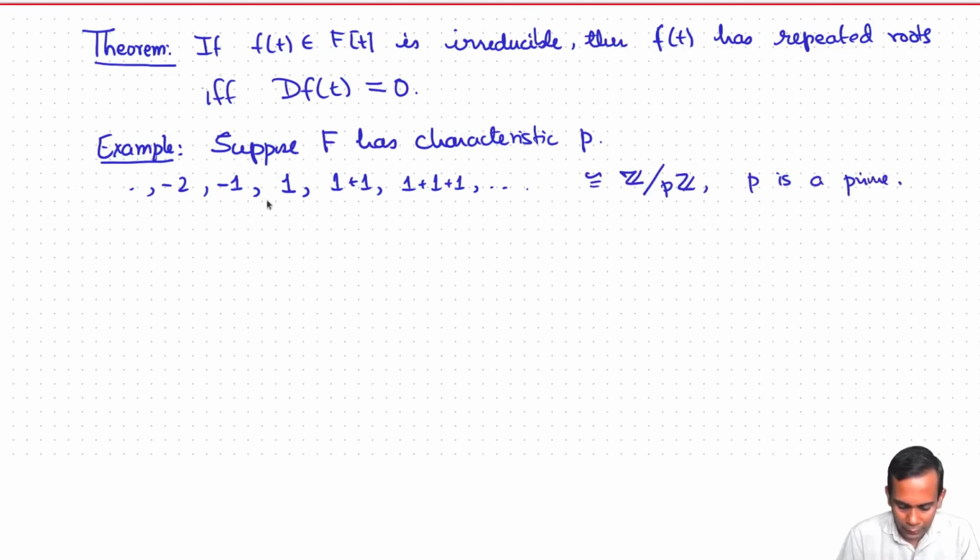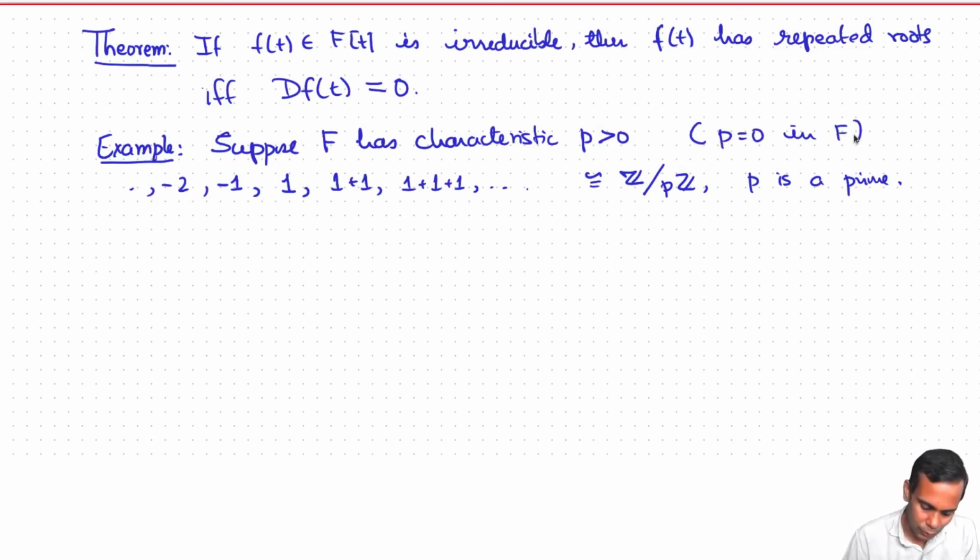So if you keep adding 1 to itself and you never get 0, then you would say infinite characteristic, but usually we say, for some perverse reason, that the field has characteristic 0. So the rational numbers have characteristic 0. But suppose F has characteristic p greater than 0, where p is a prime number. Then F is an extension of the field Z mod pZ. That means p is equal to 0 in F: if you take 1 and add it to itself p times, you get 0 in F.